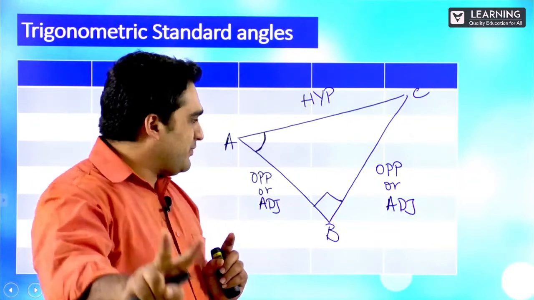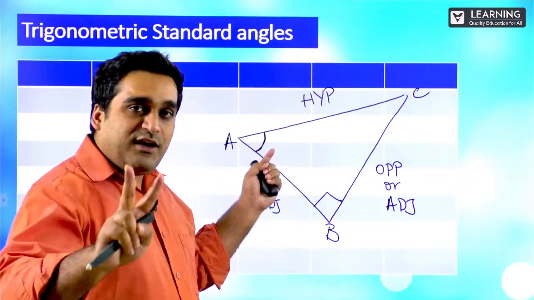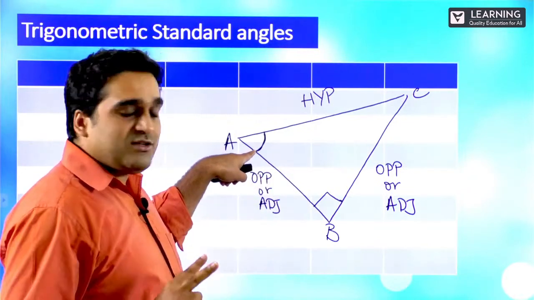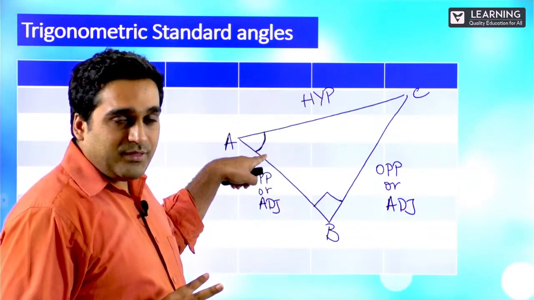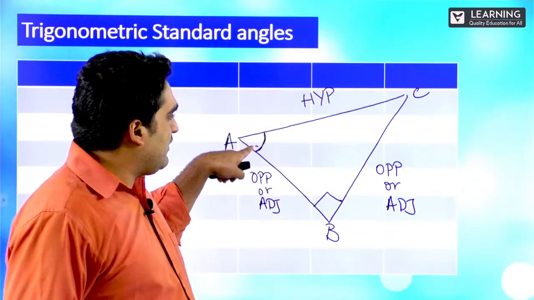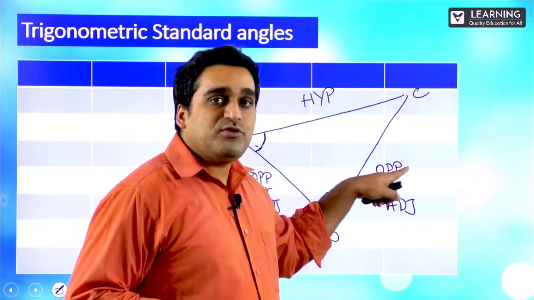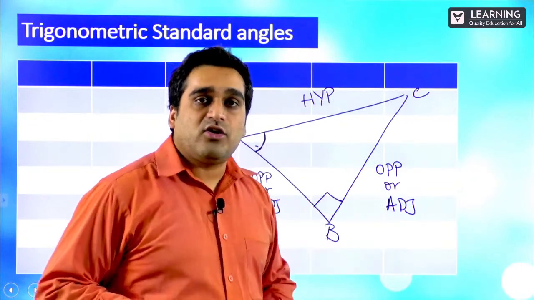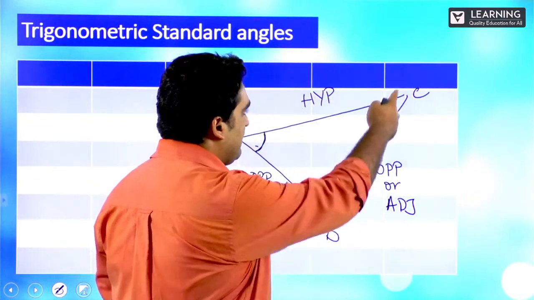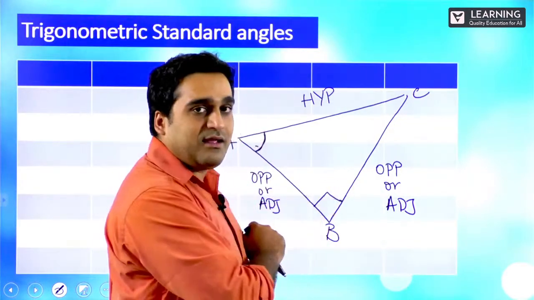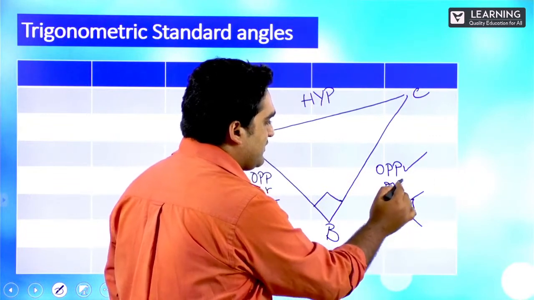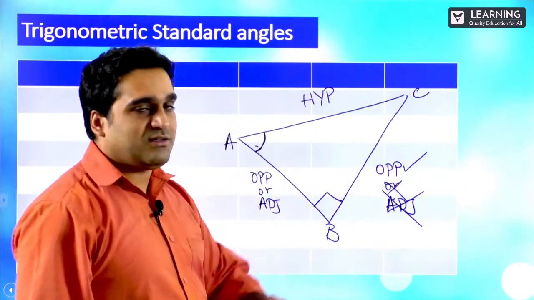Rule number two: identify, locate where the angle is. The angle is located here. Rule number two, locate the angle; the line that is opposite to the angle is called the opposite side. So this line is opposite to the angle, therefore it is called the opposite side. Simple. So it is not adjacent.